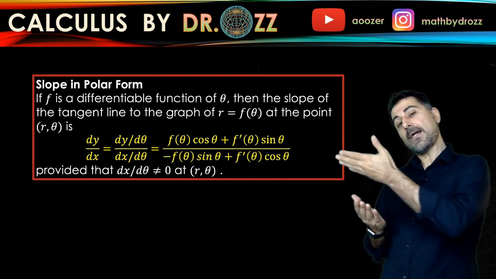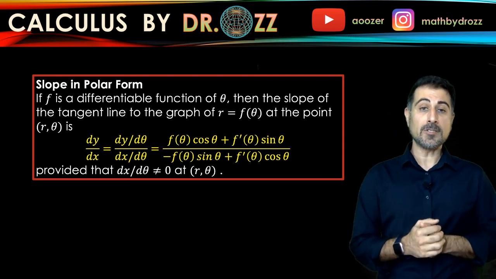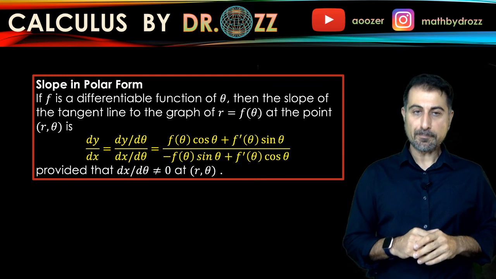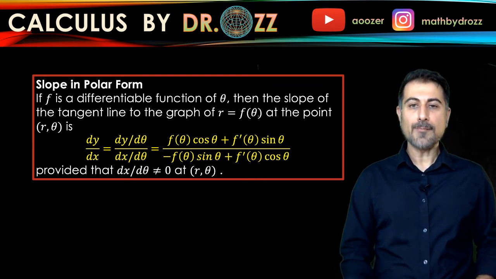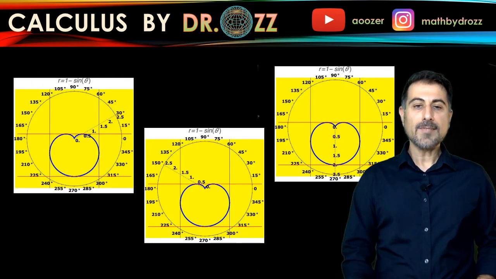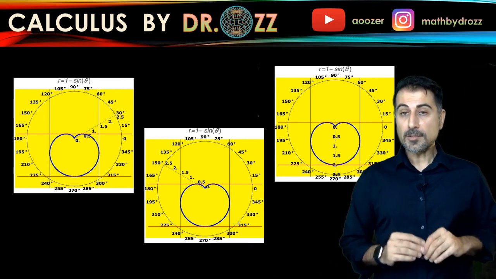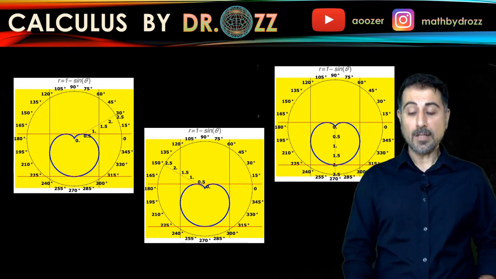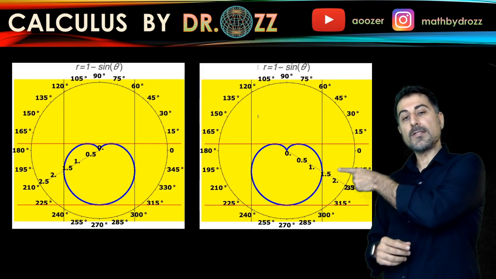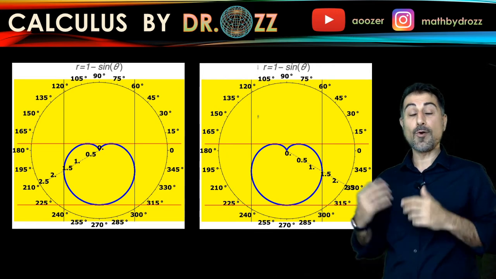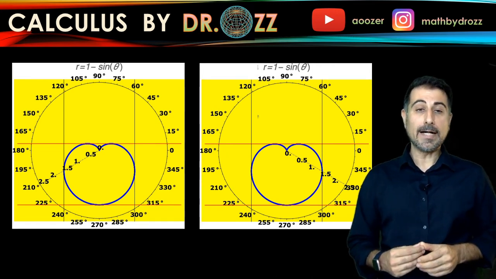So dy over dx is, in fact, the ratio of two theta-related expressions here. I'm going to use this within the video. And also, to give you a heads up, these are the graphs of the cardioid where, at certain locations, you have horizontal and vertical tangent lines, as you see. We're going to pinpoint those points and the theta values for which we have horizontal or vertical tangent lines.